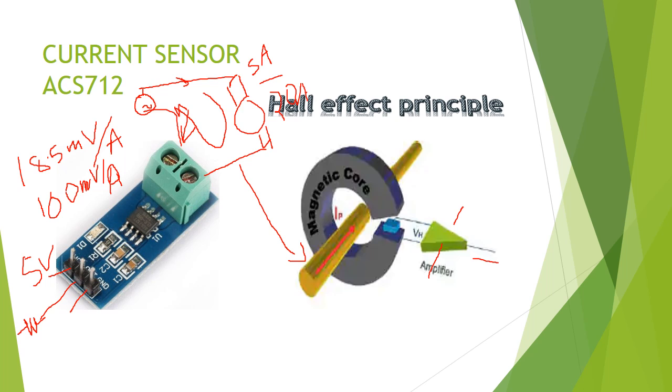This theory is called the Hall effect sensor. The Hall effect sensor detects the change in the magnetic field due to the flow of current, and that change is reflected in the form of millivolt per ampere. Okay, that is the sensitivity part. So through the Hall effect sensor we can measure current.